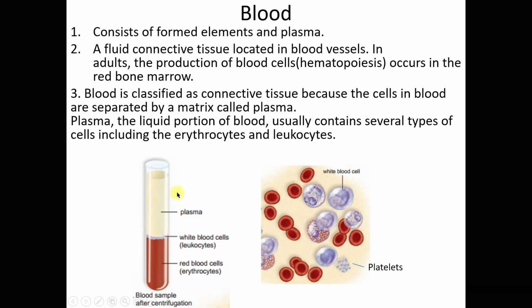It usually contains several types of cells, including the erythrocytes and leukocytes. Erythrocytes are also known as red blood cells, while the leukocytes are known as white blood cells. So this is the white blood cell, this is the red blood cell. Can you see? If you centrifuge a blood sample, this is what you'll get inside the centrifuge tube: plasma and the blood components are separated. Now this diagram here shows how red blood cells differ from white blood cells, as well as the platelets.